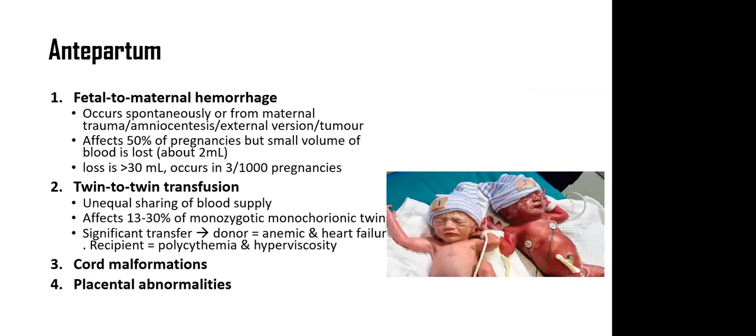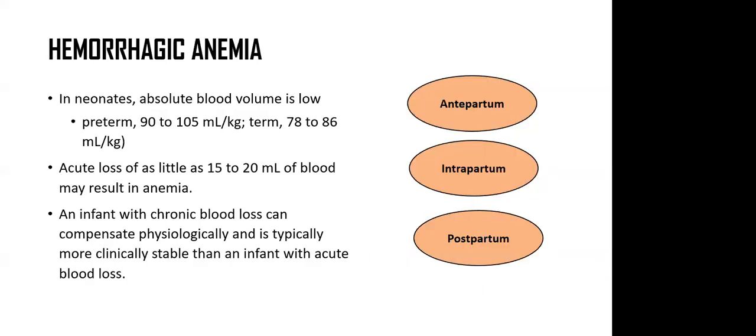So those in the circle can be the causes of hemorrhagic anemia that I will explain later, which are antepartum blood loss, intrapartum, and also postpartum blood loss.